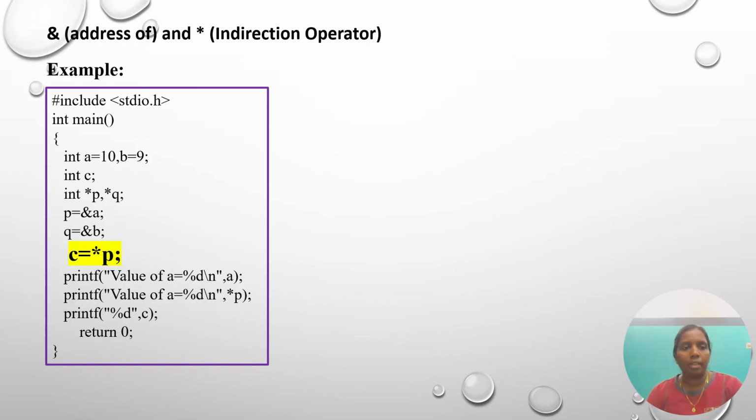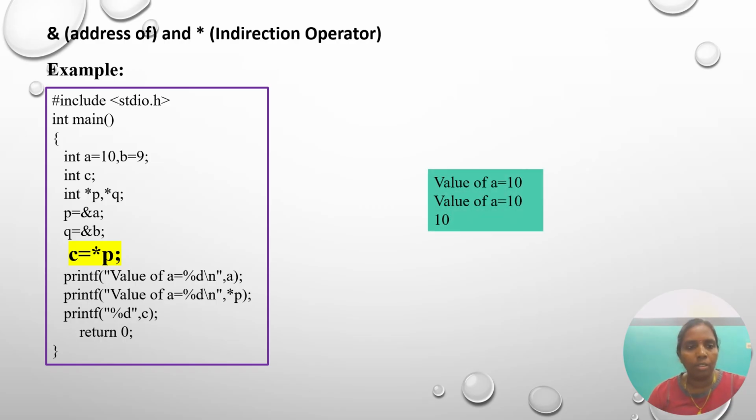So next is the indirection operator. These are some ways to declare the pointers. So what is the output? Here the value of A is equal to 10 and B is equal to 9, and integer C is also declared. So int *P and *Q, here P equal to &A will hold the address of A.